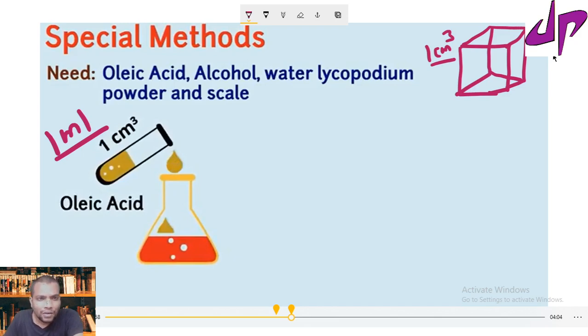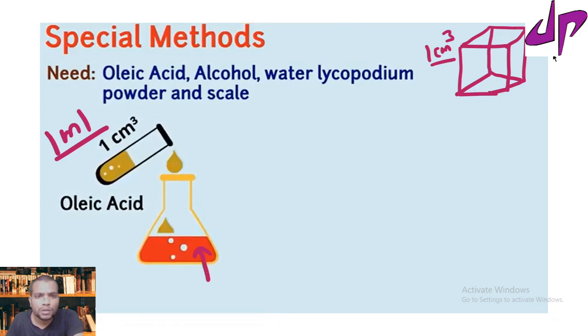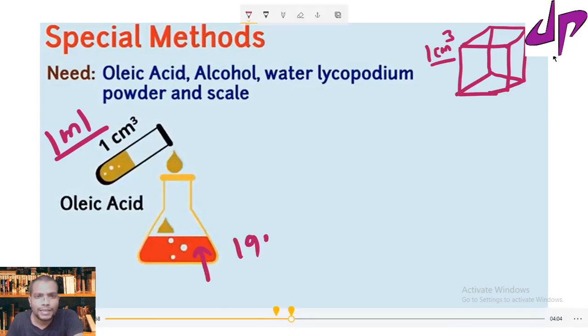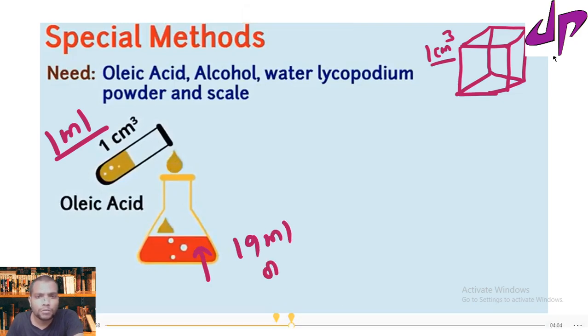Now we add 1 milliliter of oleic acid to 19 ml of alcohol.